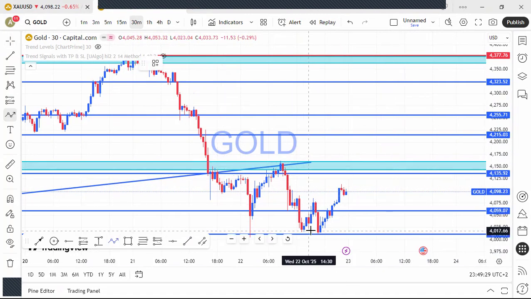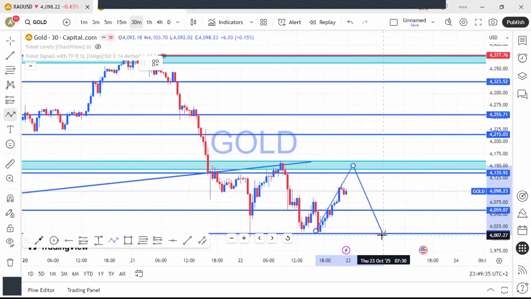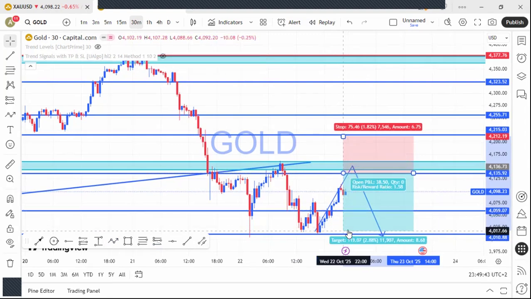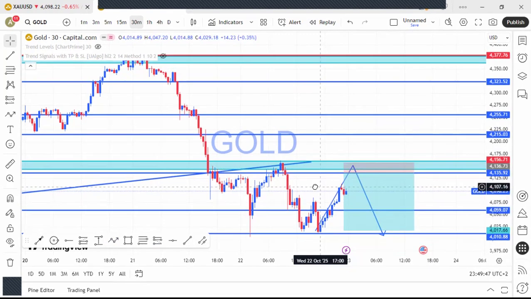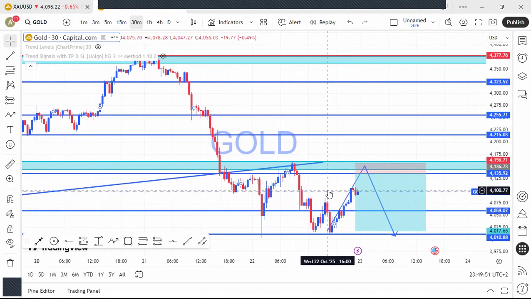But if it comes, push it up and comes back to the support zone, it may give us a retracement to the downside. And from there, we'll be looking for sell opportunities to the downside. Set our TP and stop loss, look forward for sell opportunities. That's it, guys. It's very easy to trade gold nowadays. Very easy. Let's go check another pair.